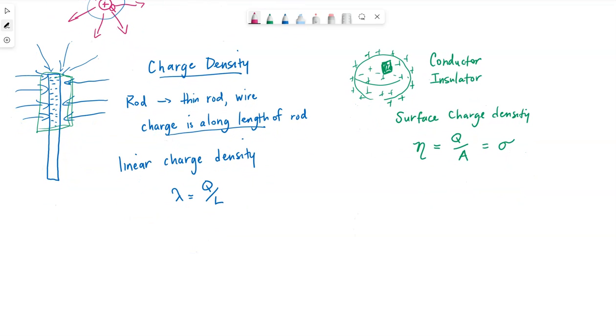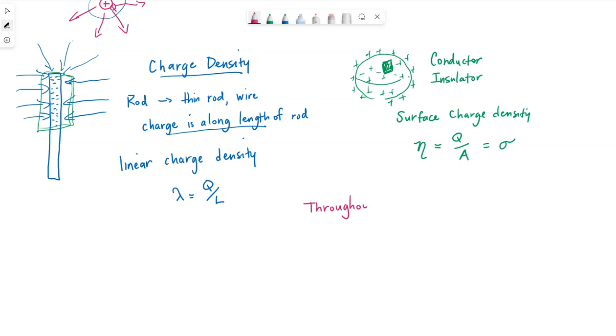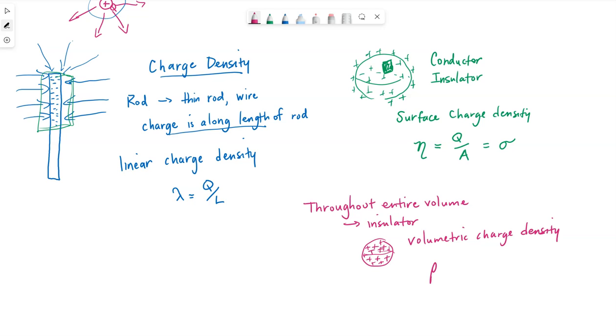The last way charge can be distributed is throughout the entire volume. That would have to be an insulator, because a conductor, if it has any excess charge somewhere in the middle, there will be a net force that in turn makes the electrons move until an equilibrium has been reached, and that puts the charge on the outside surface. So with an insulator, somehow in the process of creating it, it gets charged up everywhere throughout the volume. So we would have a volumetric charge density. We use rho to represent that. That's the same symbol we use to represent mass density, mass per volume, but now we're talking about charge, so this would be charge per volume.